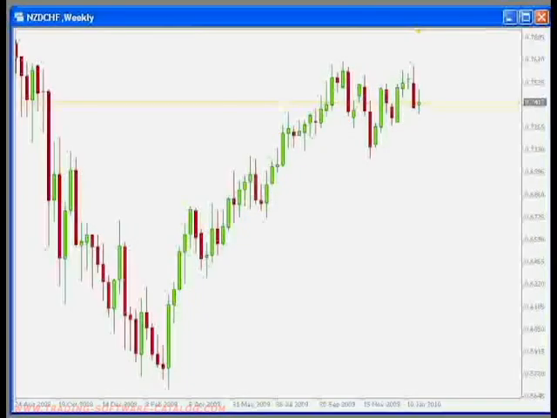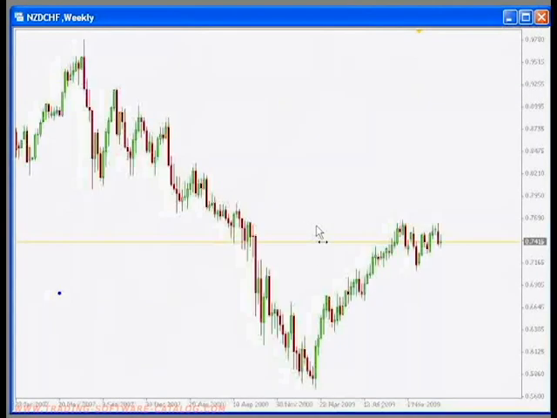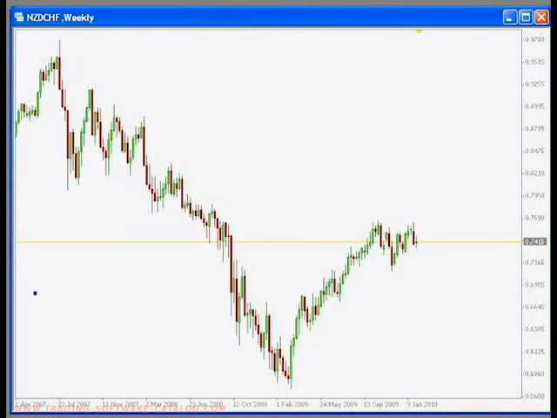Right, let me show you a typical example of a no man's land. I was just analyzing the New Zealand dollar against the Swiss franc on the weekly chart, and well, take a look at what's going on as of lately. Let's draw some lines, some levels of support and resistance on this particular chart. First of all, let me zoom out a little bit. Let's see what we can find here.